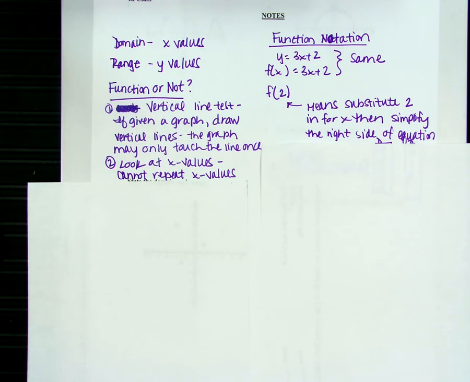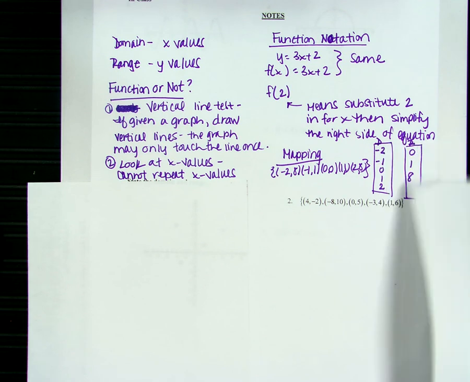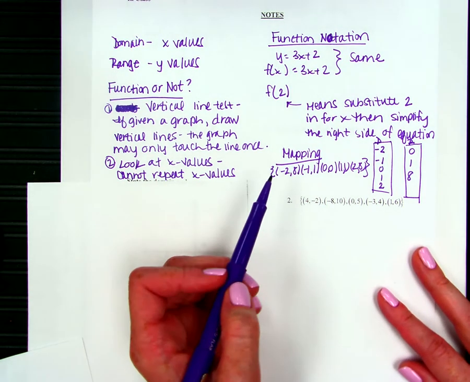The very last thing on the notes is our mapping. We're given a list of ordered pairs, and we need to write out in order from least to greatest all of our domain, which is all of our x values, and all of our range, which is our y values. Once you have those in your boxes, you just draw an arrow from the x value to the y value.